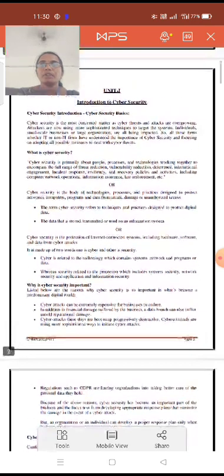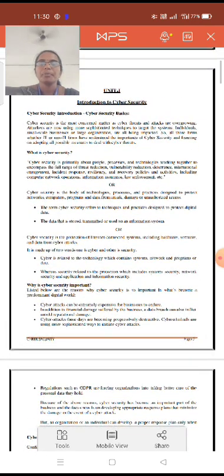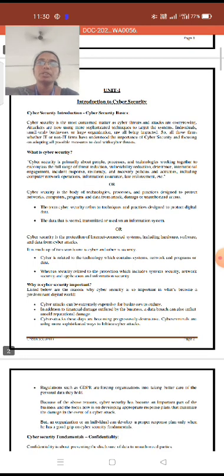So today we are going to discuss the topic of cyber security. So what does cyber security mean? Did you know about that? Any idea about cyber security?